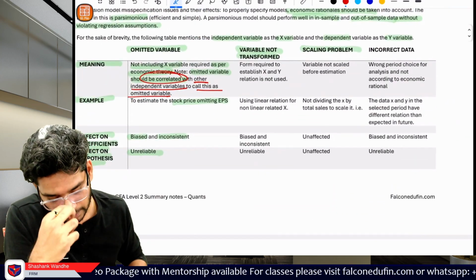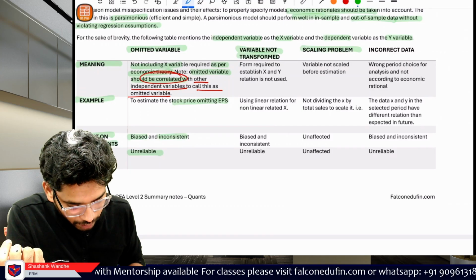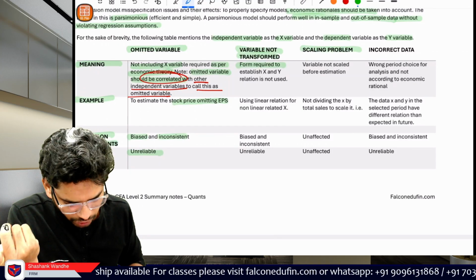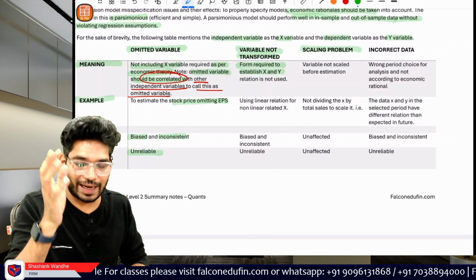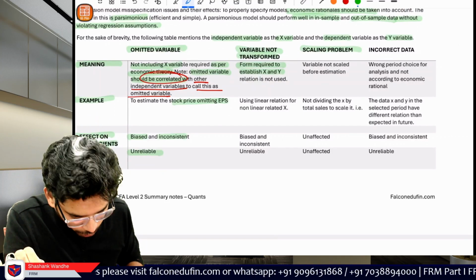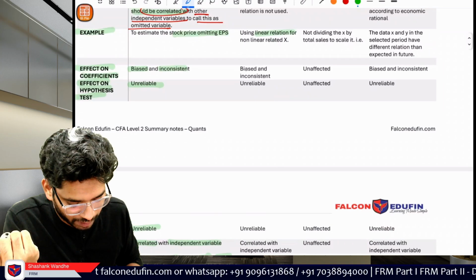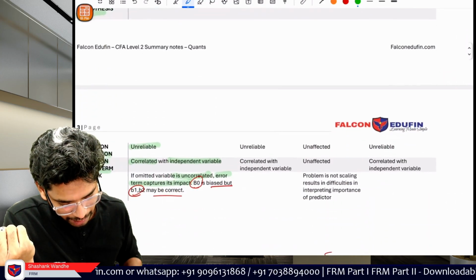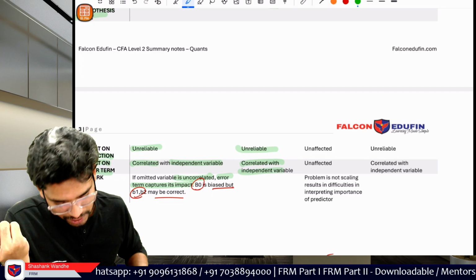Next is the variable not transformed. Now here, it is the transformation issue. You are using the linear relationship, whereas the actual relationship is non-linear. Very simple. Okay. If you do this, then again the same problem will be there: biased and inconsistent coefficients, unreliable hypothesis, unreliable prediction.